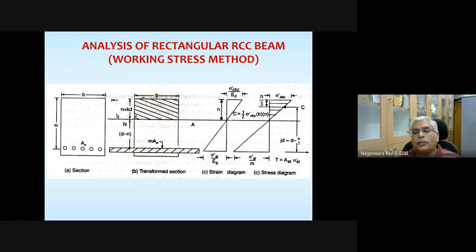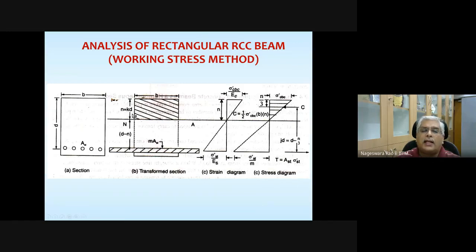Small n is used to denote the neutral axis depth. n is equal to kd, where d is the effective depth and k is nothing but the neutral axis depth factor, small k. So n can be written as some factor multiplied by effective depth. What is the significance of this k? We will see in a while. Neutral axis depth factor k, n is equal to kd.